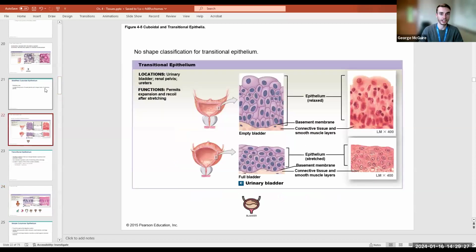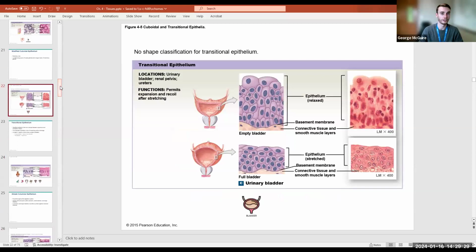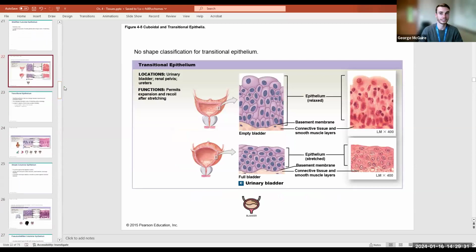So backing up a little bit, we have our first example of a weird classification of epithelium here with transitional epithelium. So transitional epithelium are almost cuboidal in shape, but they change their shape. So this is in lining or areas that need lining that is able to stretch, essentially, that needs to be able to expand and then recoil.